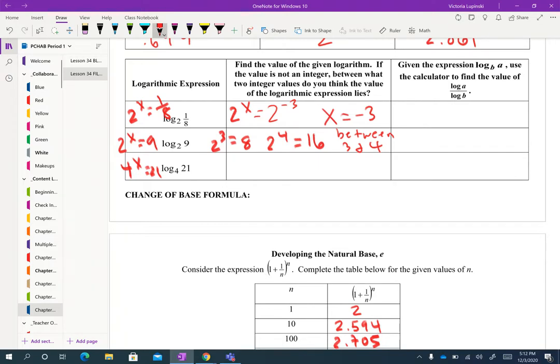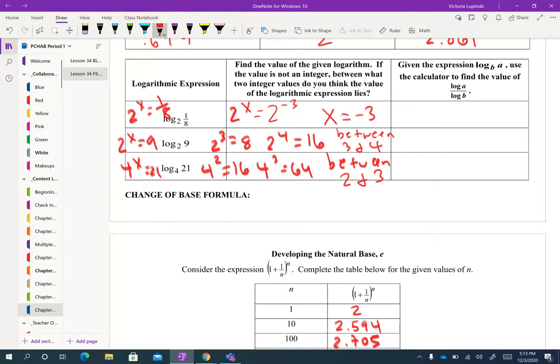Similar story for 4 to the x equals 21. So that's not going to be a nice number. So I'm going to remind myself 4 squared is 16, where 4 cubed is 64. So that means that my answer to this log is going to be between 2 and 3, probably closer to 2 because 16 is closer to 21.